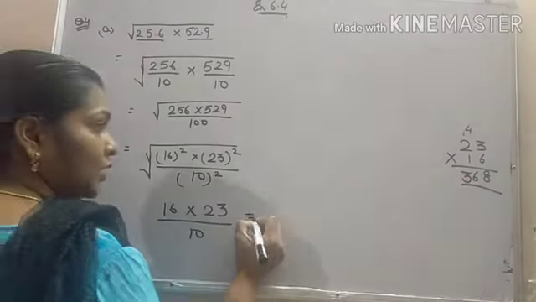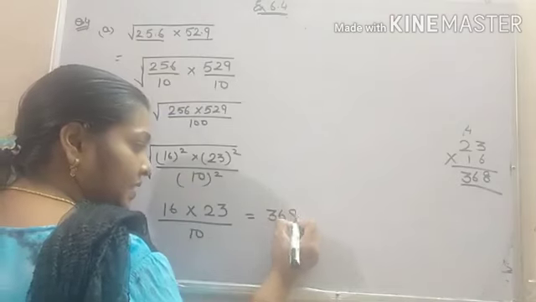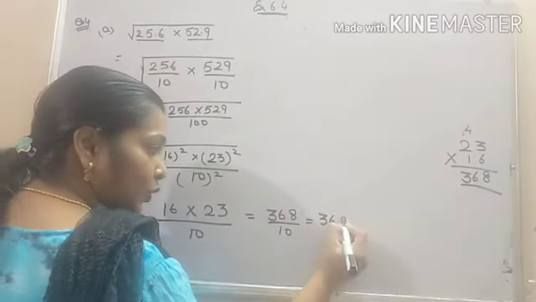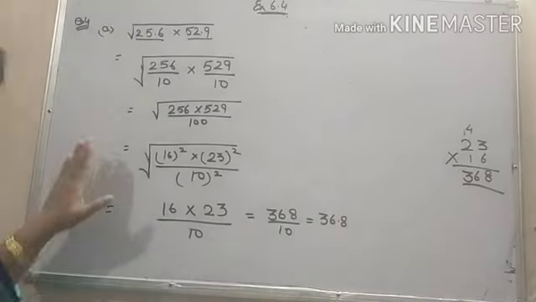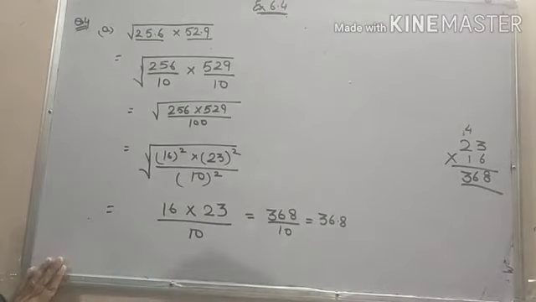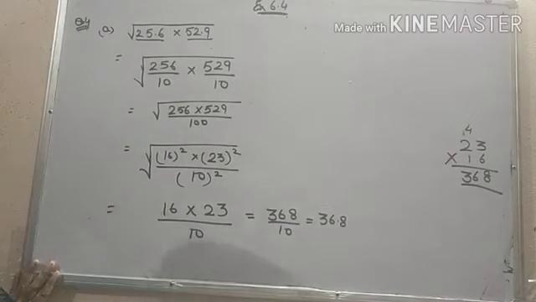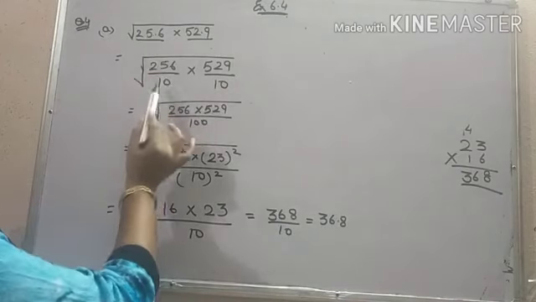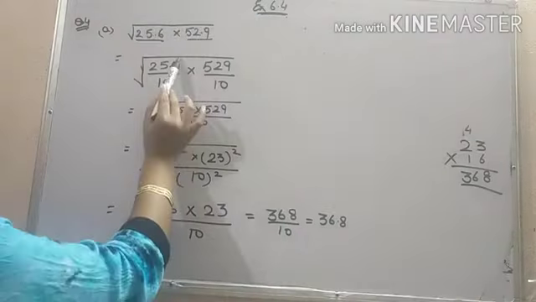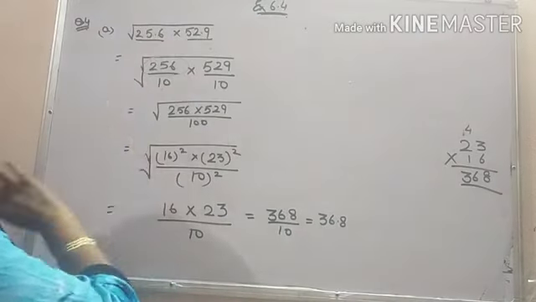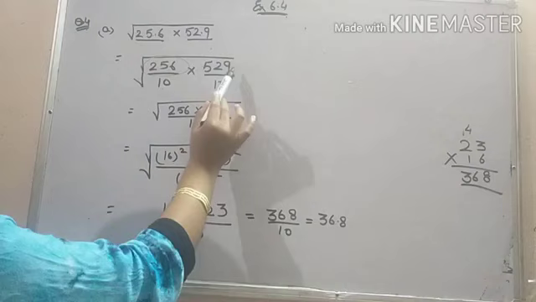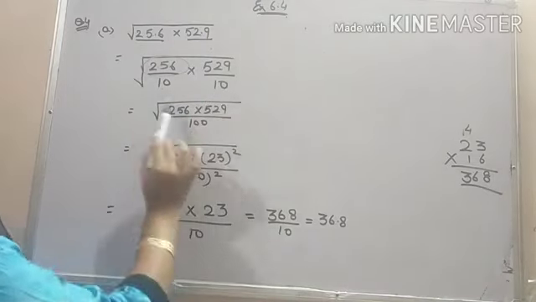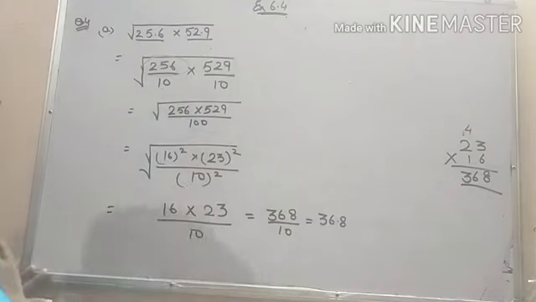It will be equal to 368 upon 10. That is equal to 36.8. This is the first method which you will use to find the solution. What we have done, first of all we have removed the decimal sign. After that we have taken out the square root of 256, which is 16, square root of 529, which is 23, and square root of 100, which is 10.